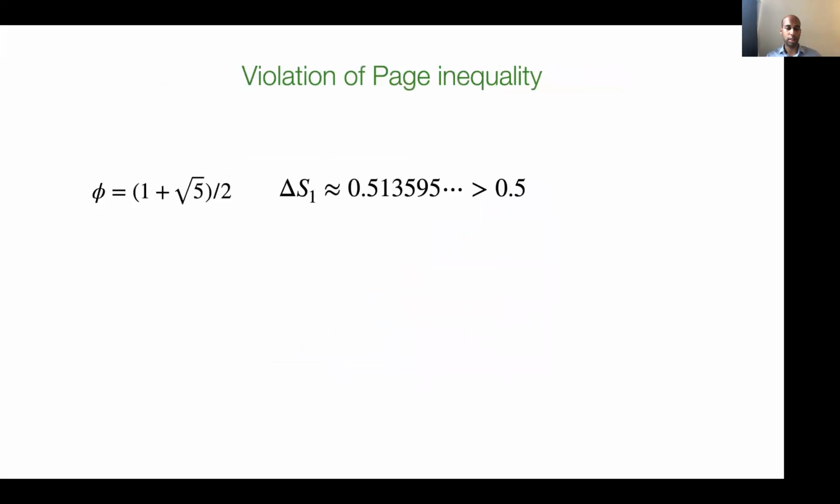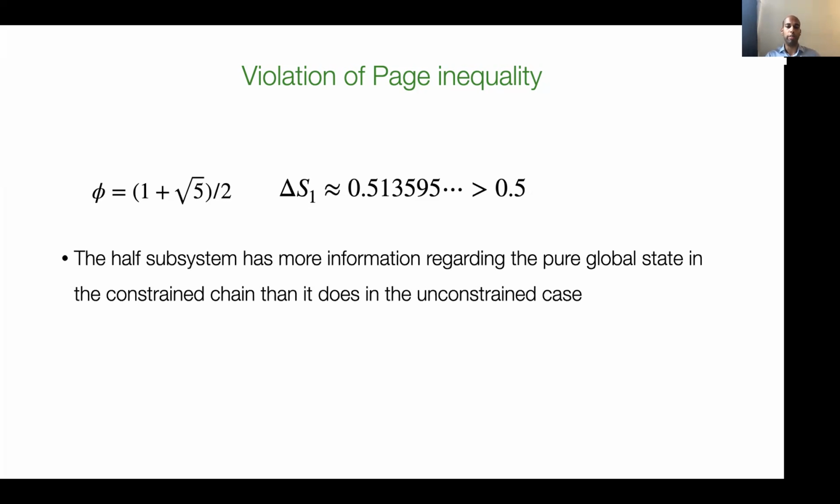Right, and finally, one of the things I want to say is that there is a violation of the Page inequality, which I alluded to earlier. The difference of the entanglement entropy between this random wave function and the appropriate infinite temperature state does exceed the Page estimate of 0.5. It seems likely that generically for constrained systems you will have violations of the Page inequality. So somehow the half subsystem really has more information regarding the pure global state in this constrained case. It's not much more, but you have a little more information on whether you're in a pure state or not.